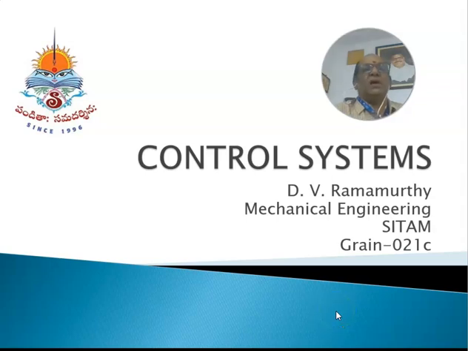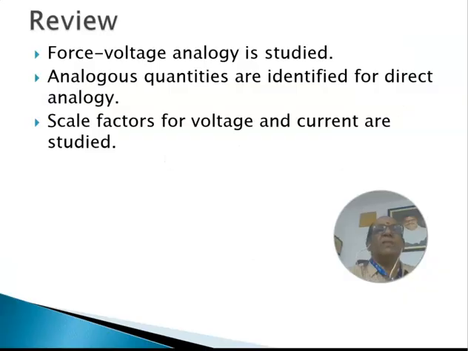Hello there and welcome back to this video series on control systems. In the previous video, we studied direct analogy, that is force voltage analogy, which is an electromechanical analogy in which force is considered to be analogous to voltage. Similarly, we have analogous quantities for other properties, that is damping, spring, and mass.